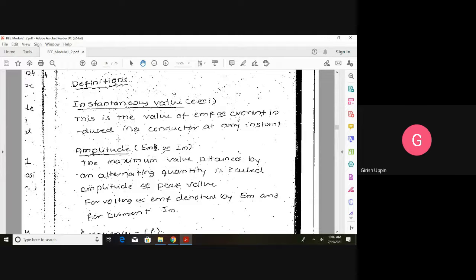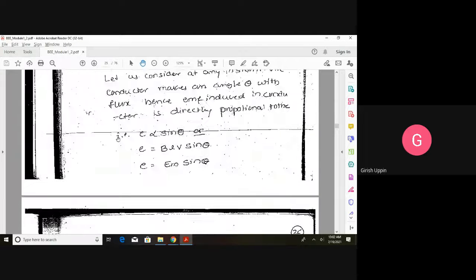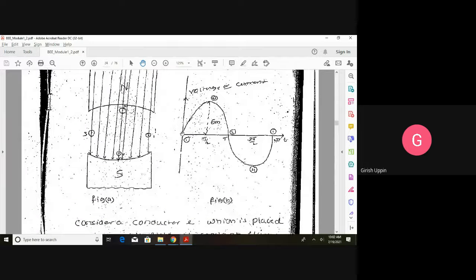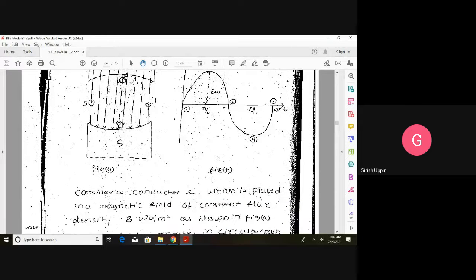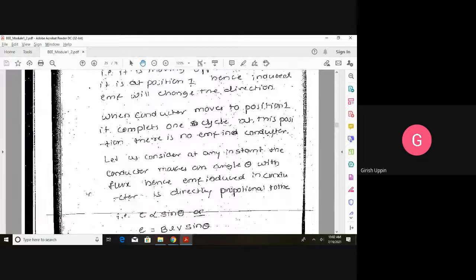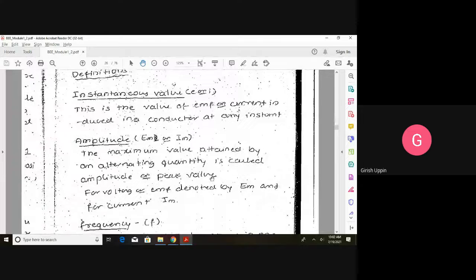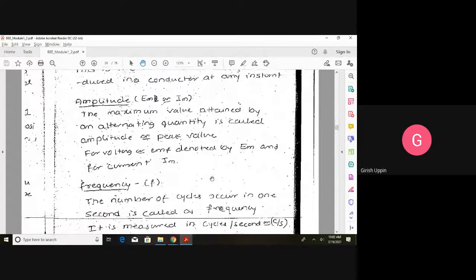Any instant is what? If you see this waveform, I will show you the waveform. At any instant, this is the timeline. You can represent it as a timeline or an angle line. So at any instant, suppose if I take this instant, this would be the instantaneous value. If I take this instant, this would be the instantaneous value. So that is how we define the value of the EMF or the current at any given instant, it is called the instantaneous value.